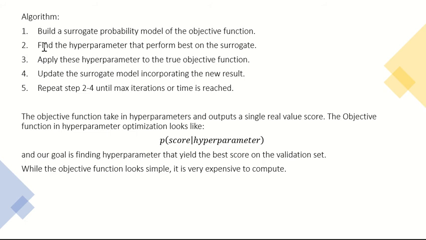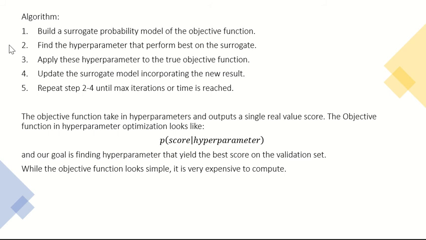So, what is a surrogate model? A surrogate model makes an approximation for our true objective function. We build our surrogate probability model for our objective function, solve this model, obtain our hyperparameter, and apply this hyperparameter to our true objective function. After that, we can update our surrogate model and repeat these steps until time is out or we meet the upper bound for our iterations.